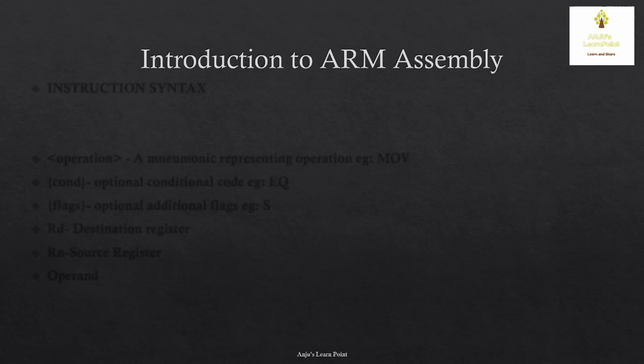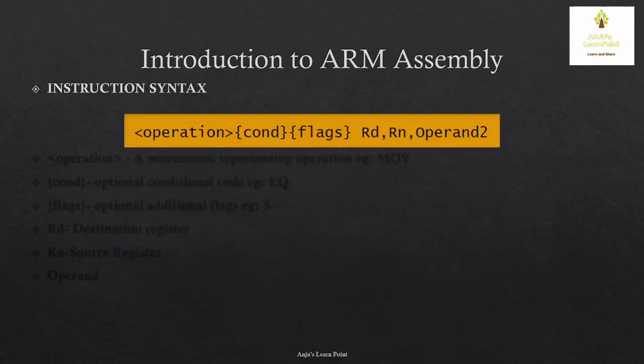Now with this, we go on to a brief introduction to ARM assembly. Every instruction begins with a mnemonic which represents a particular operation. So we can say that the instruction syntax is in the following format. There is an operation or a mnemonic which represents the operation. There can be a condition, there can be flags, then we have Rd, Rn and operand.